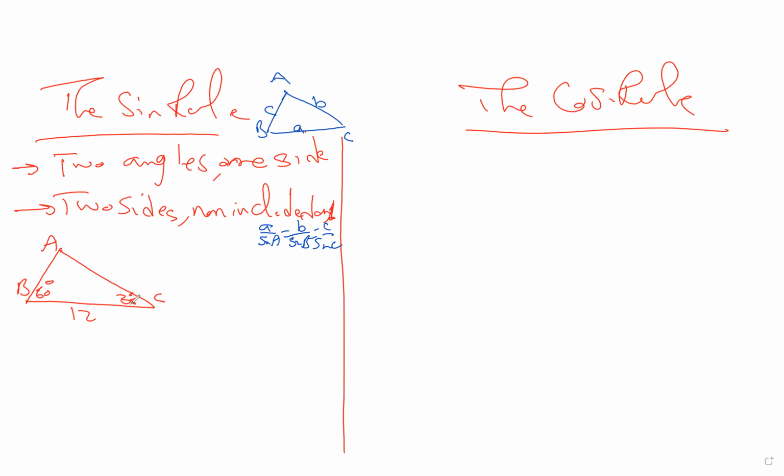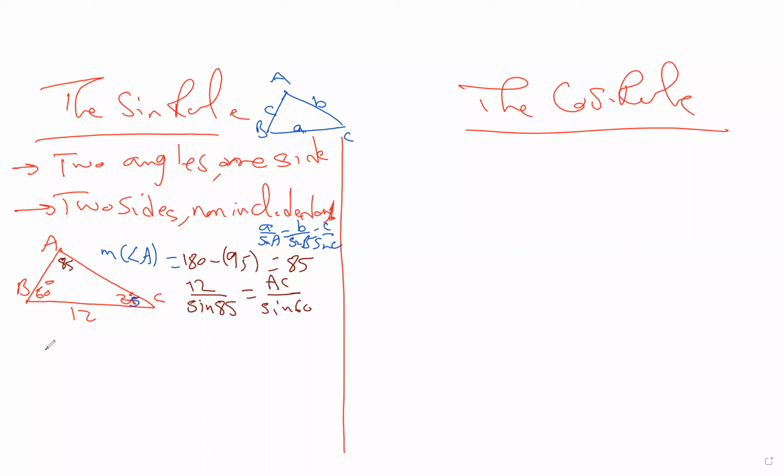When we use this rule in this triangle, we have angles measuring 35 degrees and 60 degrees, and we can find the measure of the third angle, which is 180 minus the sum of the measures of the other two angles, which will be 85. Then this angle is 85. And 12 over sine 85 equals AC, for example, over sine 60.